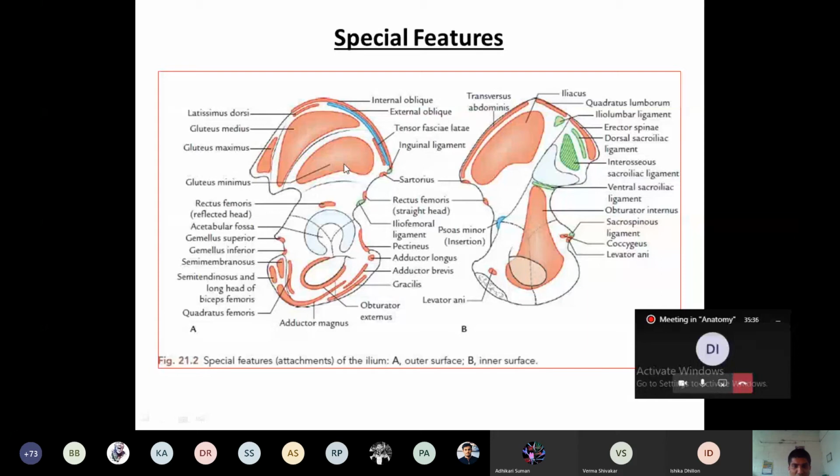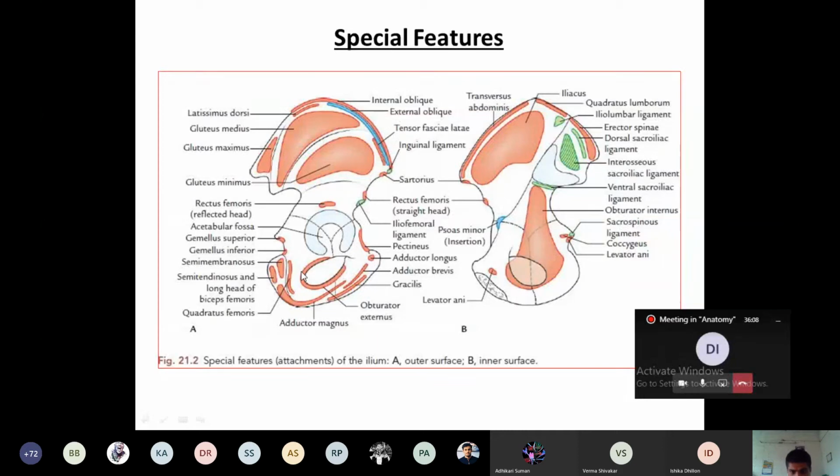All right, and inferior to the inferior gluteal line, superior to the acetabular margin, this area gives origin to the reflected head of the rectus femoris. The straight head is from the anterior inferior iliac spine. The reflected head is from the area below the inferior gluteal line and above the acetabulum. So these attachments you remember. And then now we'll go into the bone.